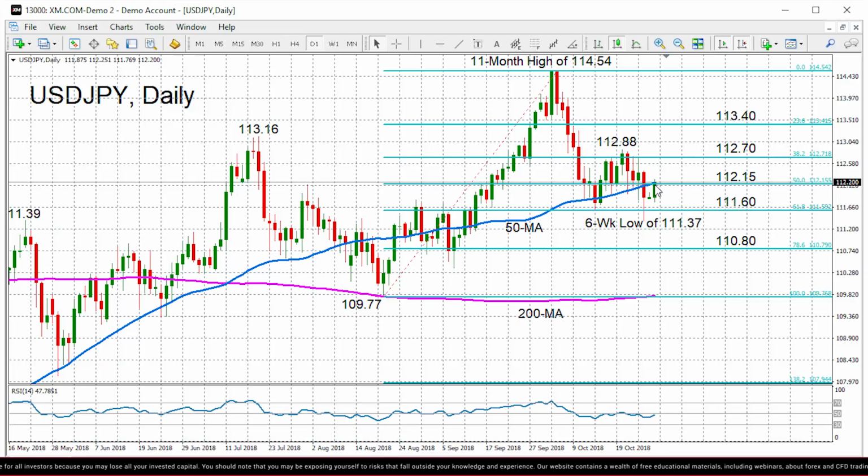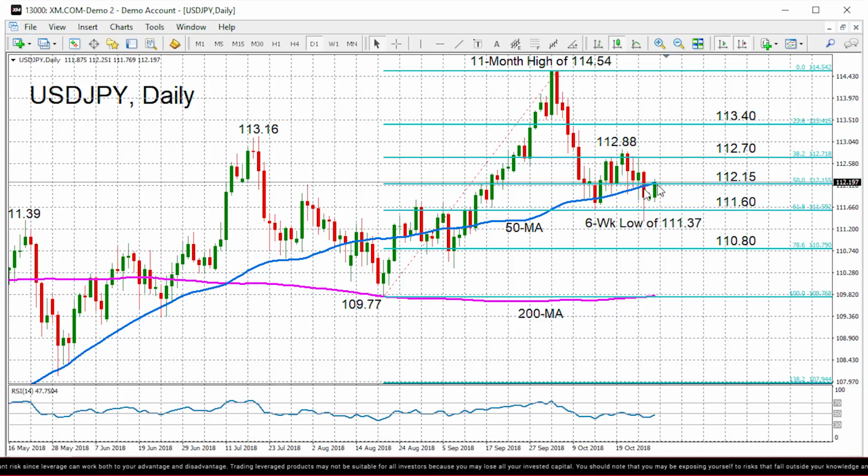So if the dollar yen was able to break above that key resistance region, it would shift the short-term bias to a bullish one, and we could see the pair climbing towards 112.70. That's the 38.2% Fibonacci retracement. Just above that, 112.88 is the October high for the pair. A break above that high could extend the gains towards 113.40, which is the 23.6% Fibonacci, and then it would be in a stronger position to make another attempt at that 11-month high of 114.54 that we saw back in September.